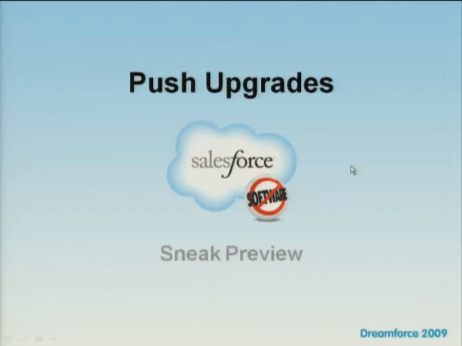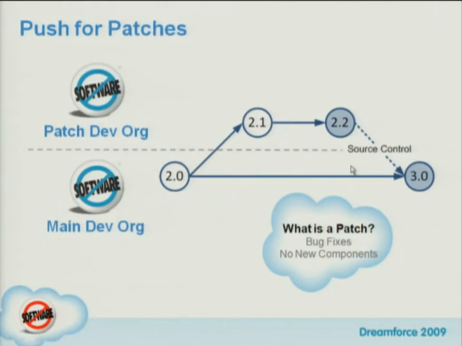So I want to talk briefly, back on the presentation, about those pieces. So we have push for patch updates. That's our V1 that's going to be in pilot within the spring. It's allowing you, again, to take your main development, your 2.0 version, spin out a separate development org, or a patch development org here, into a branch, and release multiple patches from it. And then, when you're ready, you can use your own source control repository, or the Force.com IDE, or the Force.com migration tool to port your changes back into your mainline.